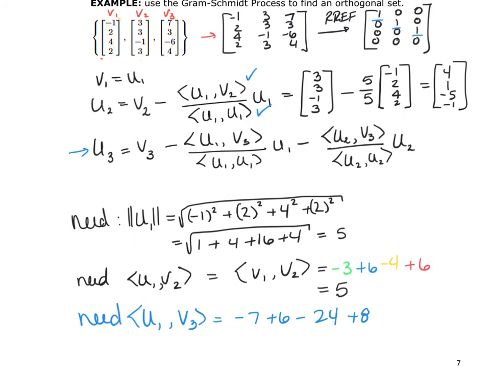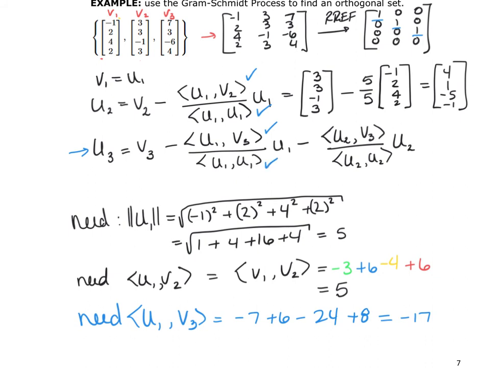Okay, so this scalar, which I need for this part, is going to be negative 7 plus 6 minus 24 plus 8. And I end up with a negative 17. Negative 17. So we know we've got that piece. We already have that piece from before.